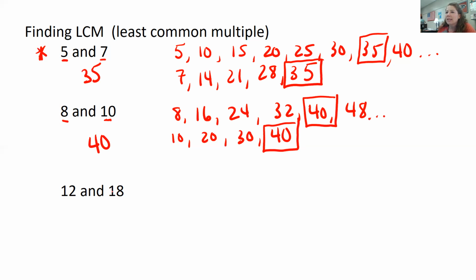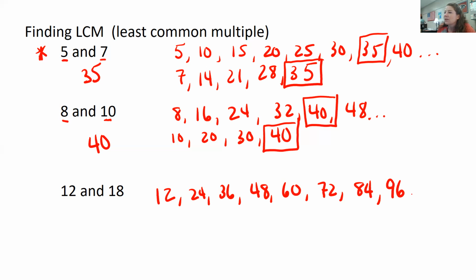All right, let's do 12 and 18. So we'll do the multiples of 12, and we might need a calculator for some of these. So 12 times 1, 12 times 2, 12 times 3, 12 times 4, 12 times 5, 12 times 6, 12 times 7, so on and so forth. And then what? 108. All right, and then I don't know what the answer is, but we'll do the multiples of 18.